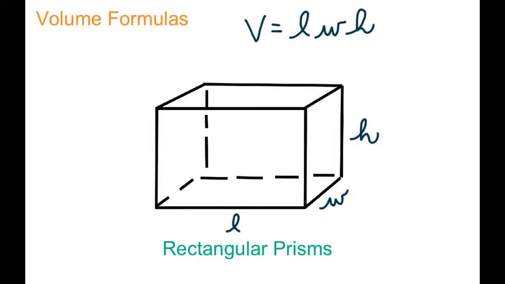Alright, so we have a couple volume formulas. If we have a rectangular prism, we have a length, a width, and a height. So our formula is volume equals length times width times height. Very easy. Just multiply those 3 dimensions together.